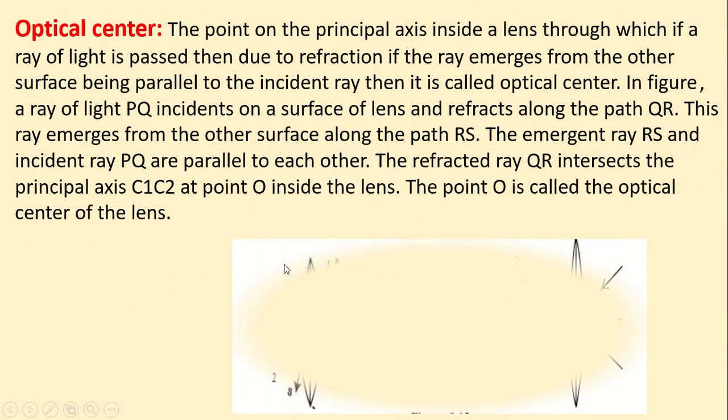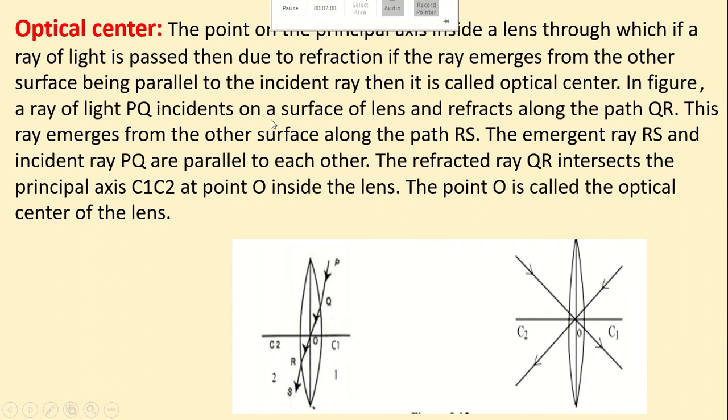Now, optical center. The point on the principal axis inside a lens through which if a ray of light is passed, then due to refraction, if the ray emerges from the other surface parallel to the incident ray, is called the optical center. Look in this figure, a ray of light PQ. PQ is the ray of light incident on a surface of the lens. The lens is formed by glass medium, so through glass medium it will be refracted.